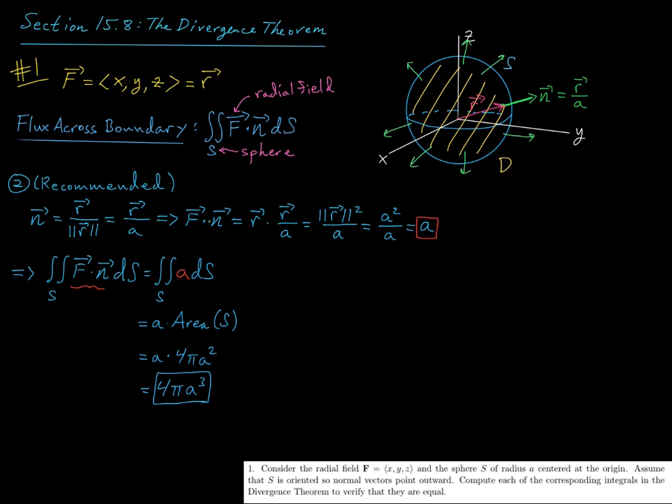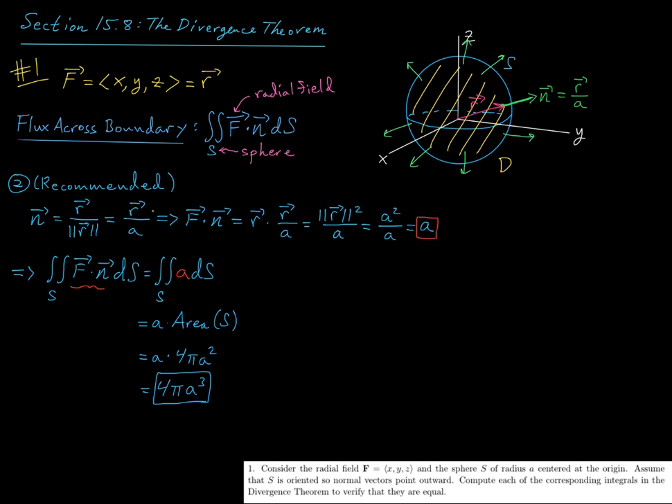Okay, so a constant dot product over the sphere, which is very, very nice. And so computing then the integral of just this constant over the sphere would give us a times the surface area of the sphere. So a times 4 pi a squared is again 4 pi a cubed. Okay, so I certainly recommend this method. It's quite a bit simpler.